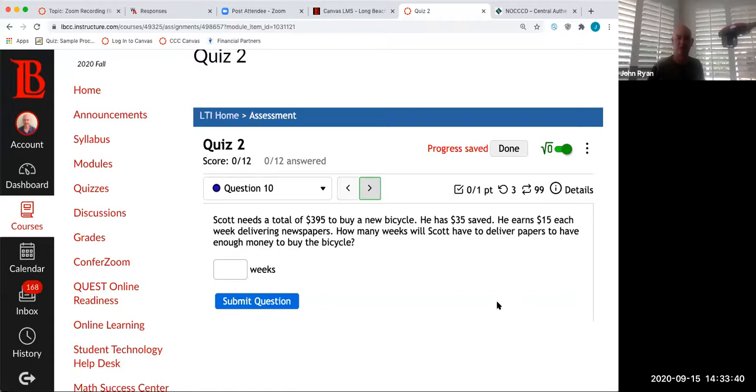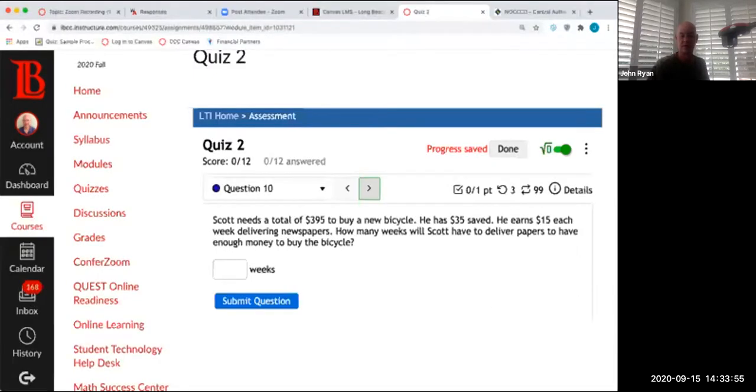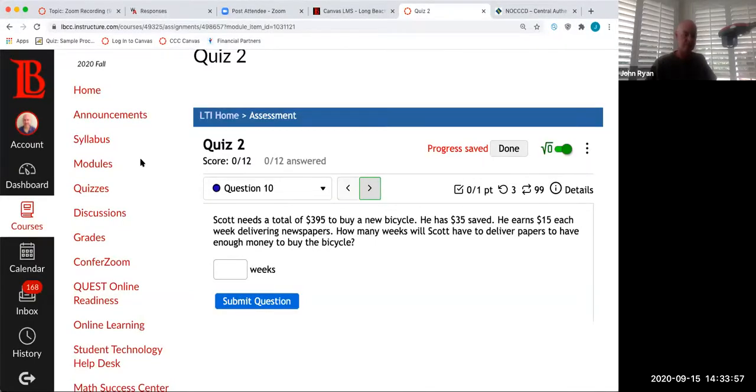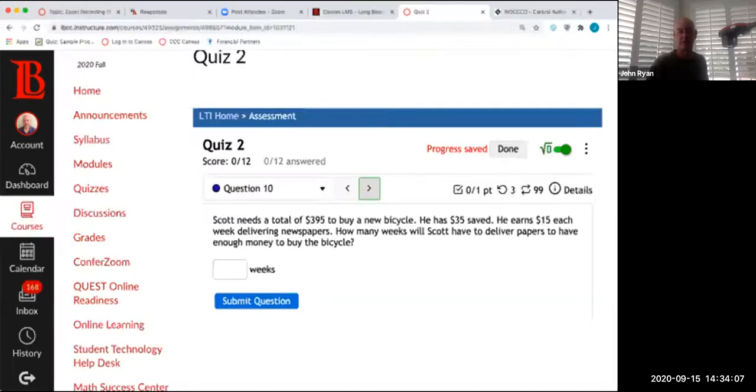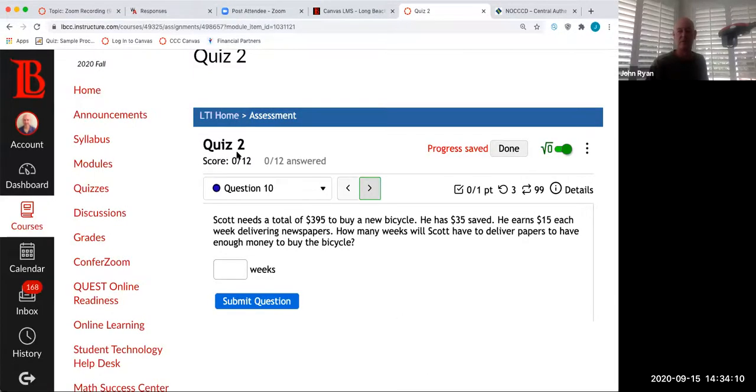Scott needs a total of $395 to buy a new bicycle. He has $35 saved. He earns $15 each week delivering newspapers. How many weeks will Scott have to deliver papers to have enough money to buy the bicycle? I'm just going to give it a minute so that you can look through it. You can take a screenshot, whatever you need to do. Hopefully you've gotten a screenshot by now. I'm going to go ahead and stop sharing, and we'll go back to the paper.